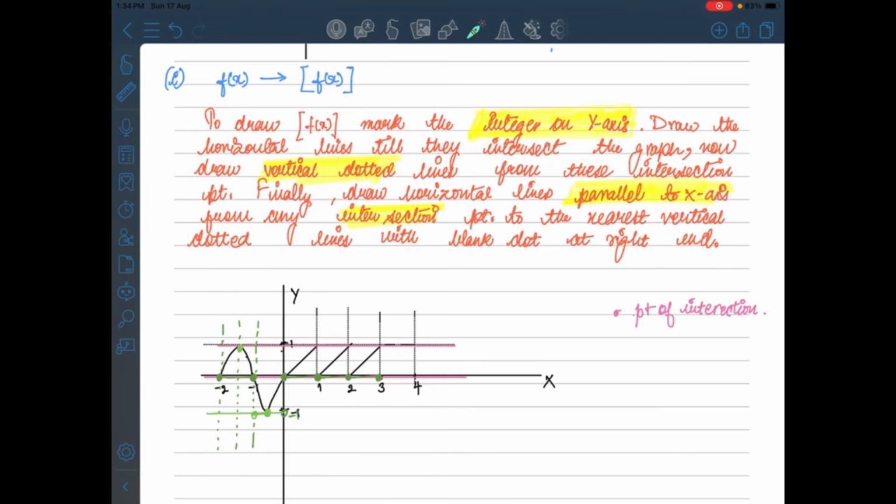After this, what you are supposed to do is, now draw vertical lines from these intersection points. As you can see, I have already drawn. Right? This, it should go till here, as well as these green lines. Next, the final step is, draw horizontal lines parallel to the x-axis from any intersection point to the nearest vertical dotted line with a blank dot at the right end. Okay, so it's like solid and right and blank. Solid, right and blank. Now see here.